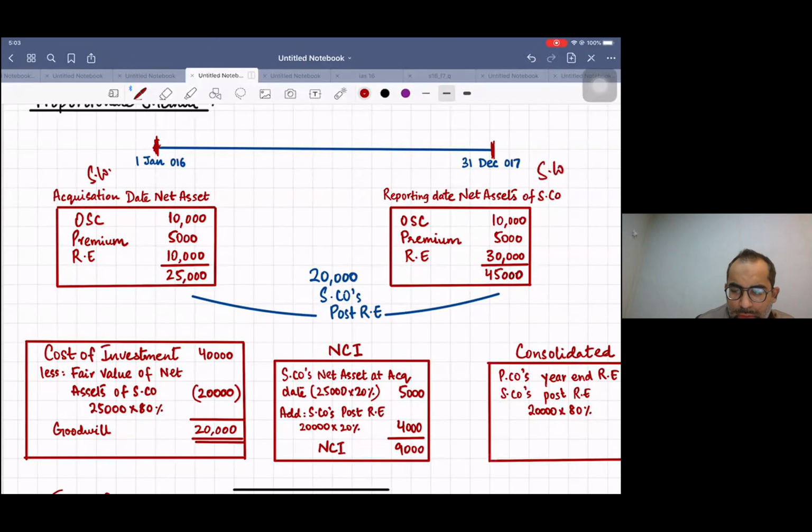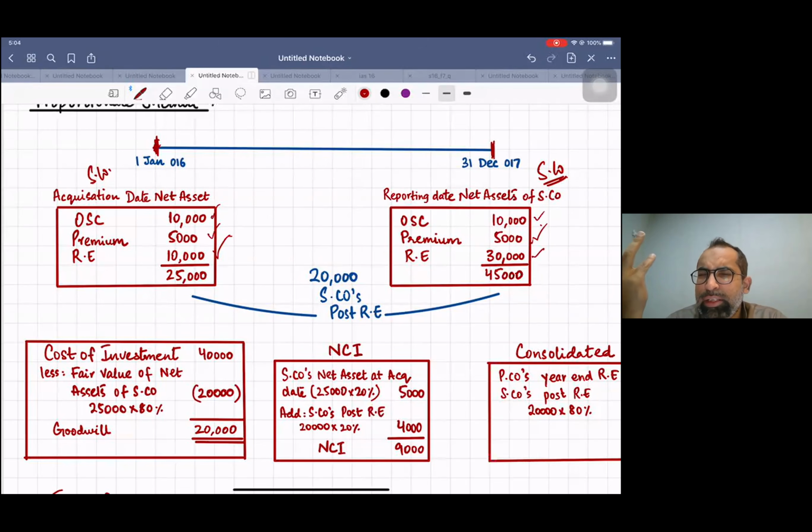Look at here. For example, you have share capital at the acquisition date of S company of 10,000, share premium 5,000, retained earning 10,000. These things are normally ready-made given in the question, so you'll just copy paste it. That's it. Now, this is the reporting date. The reporting date is the date on which you have to prepare SOFP, right? So at the SOFP date, you have share capital of 10,000, share premium of 5,000, and the retained earning number is 30,000.